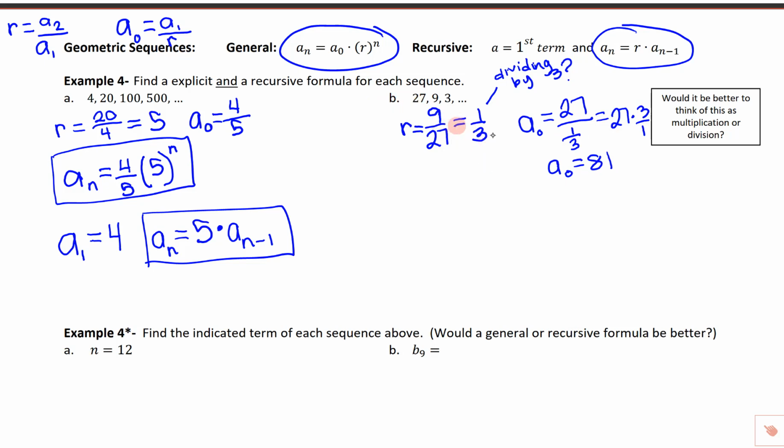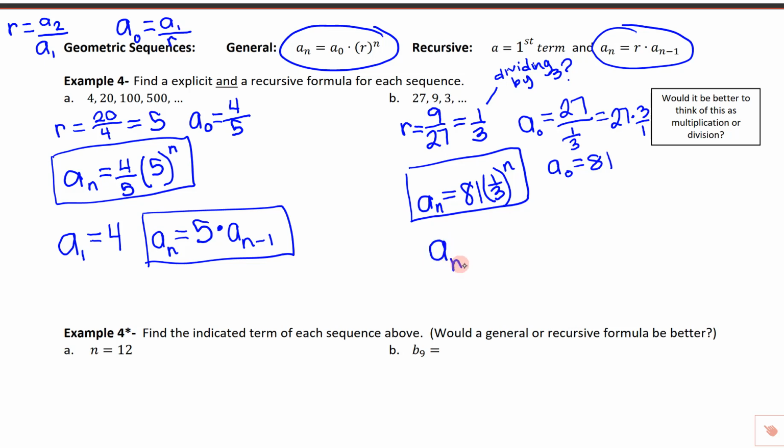Okay, so we're going to practice a few of these on our assignment, but people tend to have a harder time when we're multiplying by something like 1/3, 1/4, and they have a harder time coming up with these numbers. So we will definitely practice a couple of these. Okay, so we need our general formula. Okay, so our a sub n is 81 times r, which is 1/3 to the nth power. Once again, you could plug in 2 and see if you got 9, and that's a good way to check if you did it right or not.